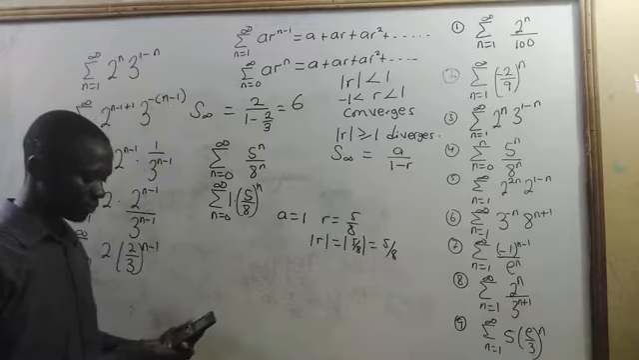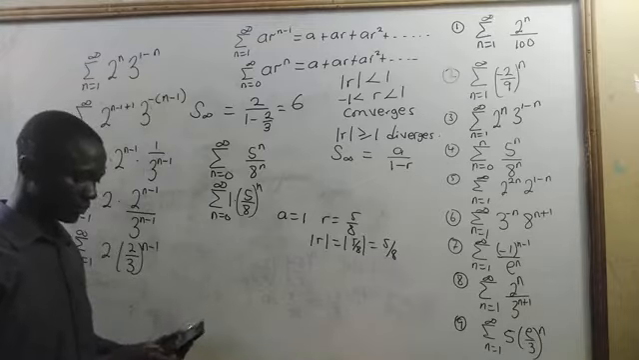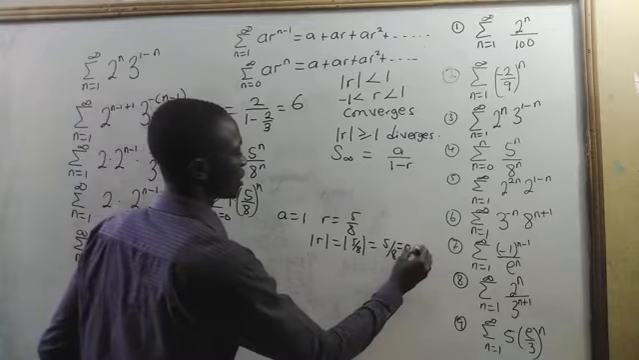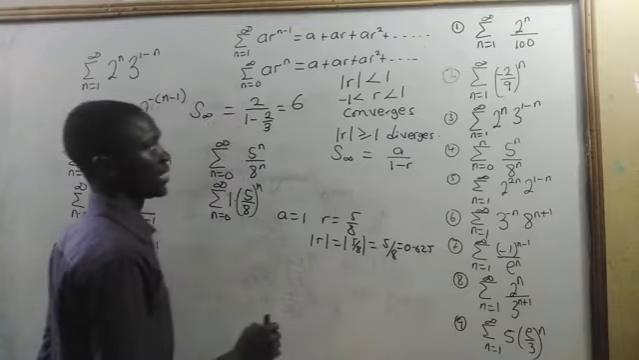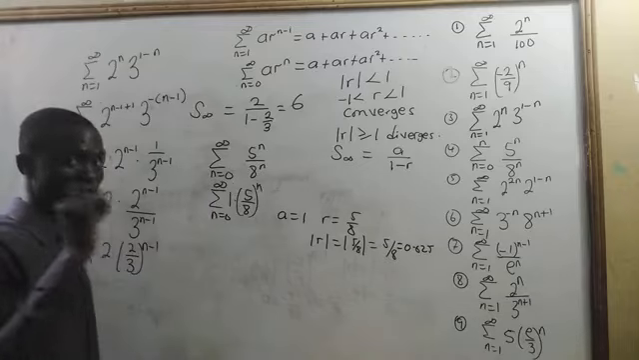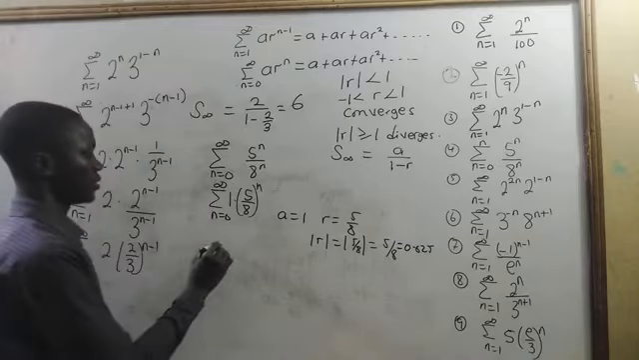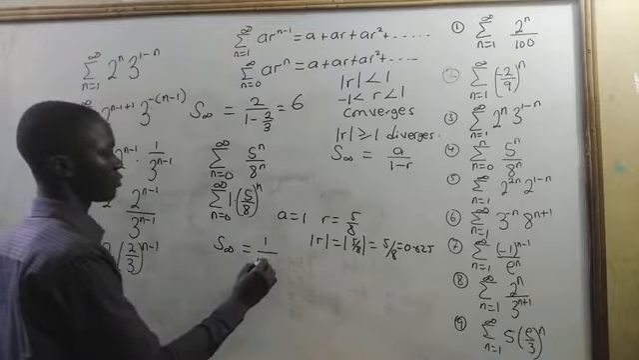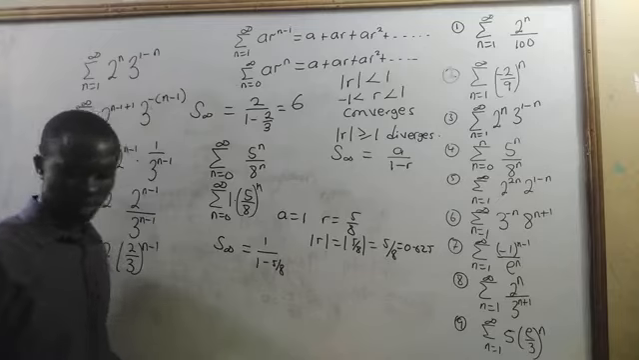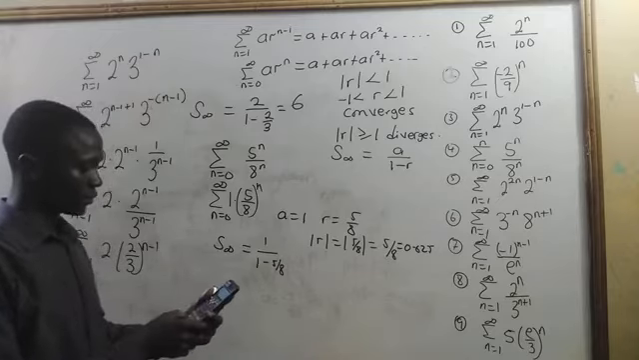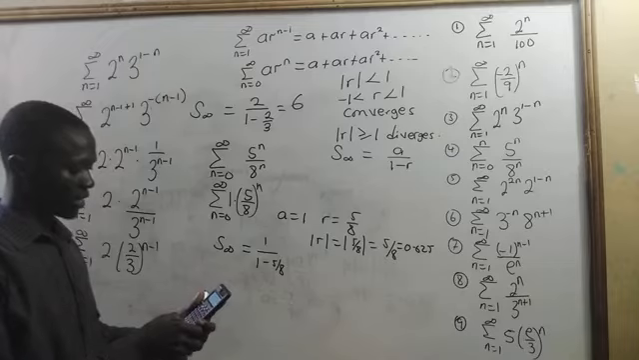So here 5 divided by 8 is 0.625. So 0.625 is less than 1, meaning that the series converges. So if it converges, let's find the sum. So we have the sum up to infinity, 1 divided by 1 minus 5 on 8. And from the calculator, we have 1 divided by 1 minus 5 on 8.